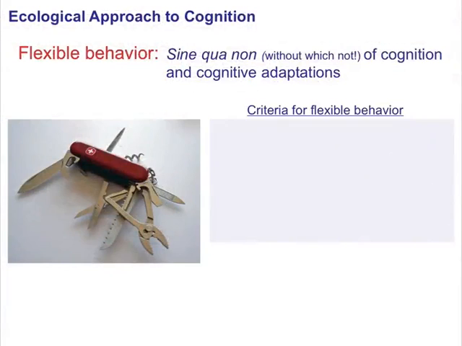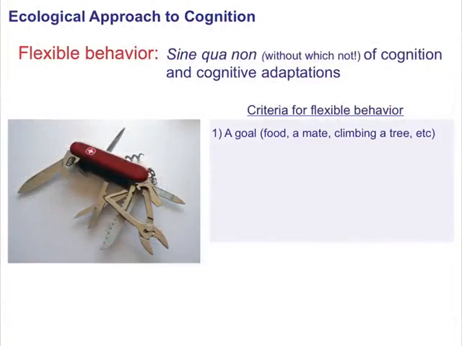But what is flexible behavior? Well, that's actually the most important thing to define. And of course, the Swiss Army knife is there because that's really how a lot of people think about cognition and also about flexibility. There are different types of cognition, different types of intelligence, and just like a Swiss Army knife has different tools, different species have different tools they deploy to solve different problems.